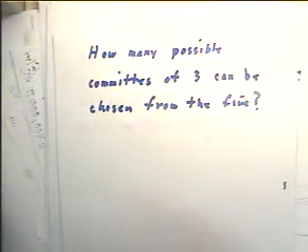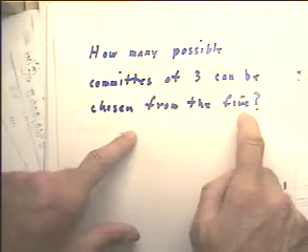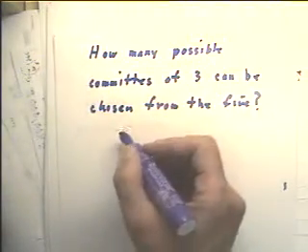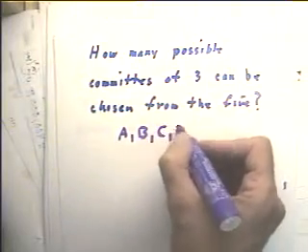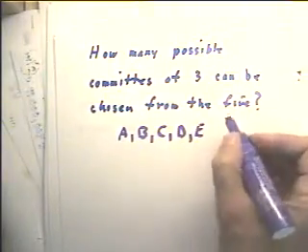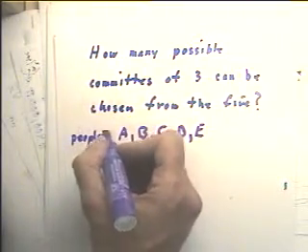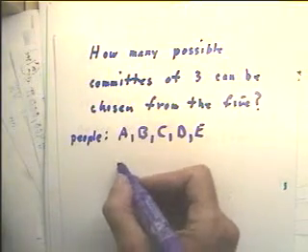Now here's a related question. How many possible committees of 3 people can be chosen from the 5 people? We could list the possibilities. If the people are A, B, C, D, E, then we could list possible committees of 3.